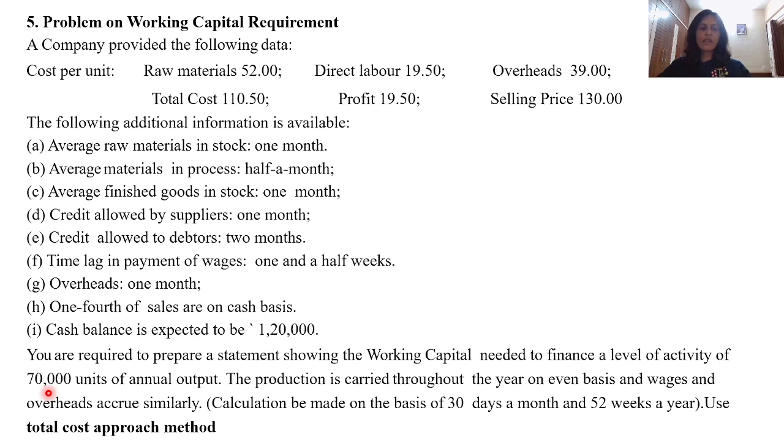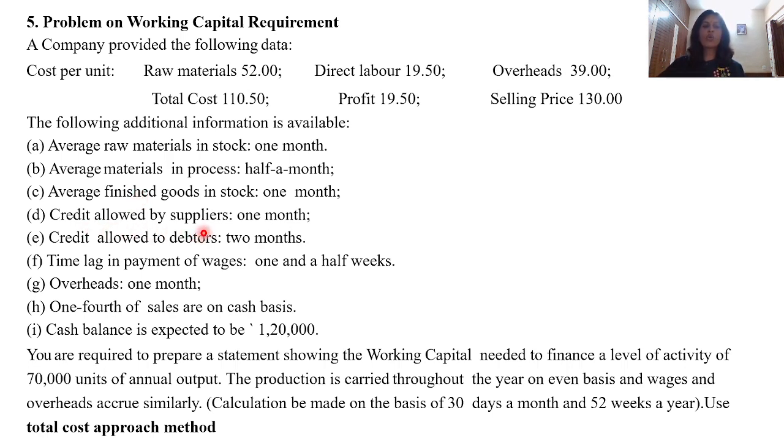Then for each and every item, some other information is given. Like for raw material, they told it is in stock in warehouse for 1 month. Average material in process means work in progress. Work in progress means all three things together: material, labor and overheads. This is for half a month. Finished goods, again we are going to take all these three items.